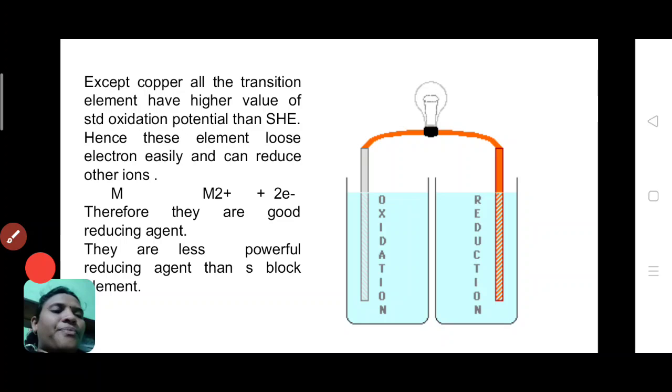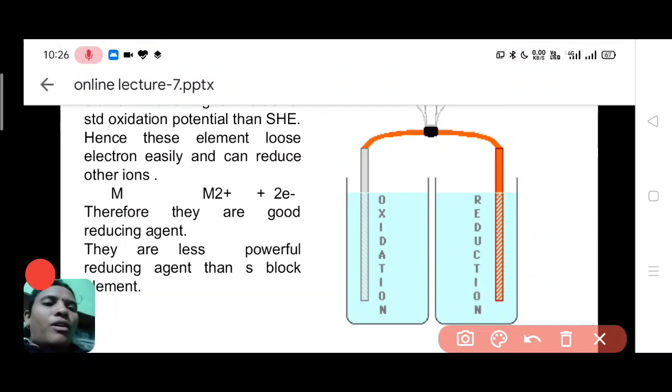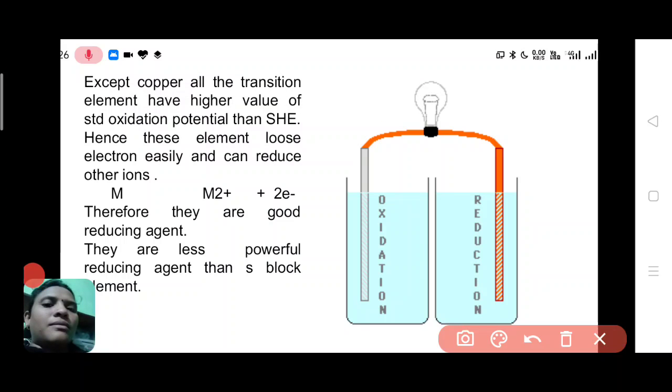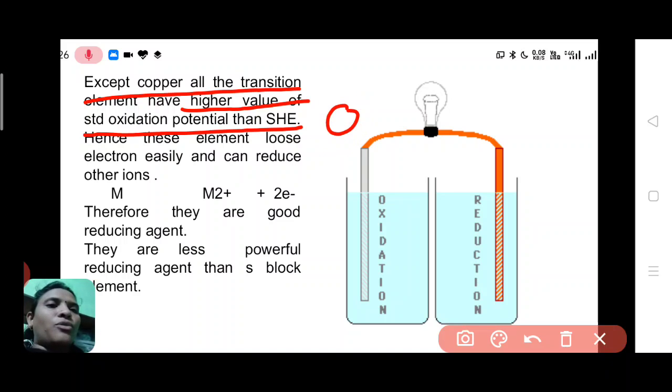See, except copper, all the transition elements have higher values of standard oxidation potential. We have discussed this already, that except copper, all the transition elements have higher values of standard oxidation potential than the standard hydrogen electrode, which has oxidation potential of 0. So hence these elements lose electrons easily and can reduce other ions.